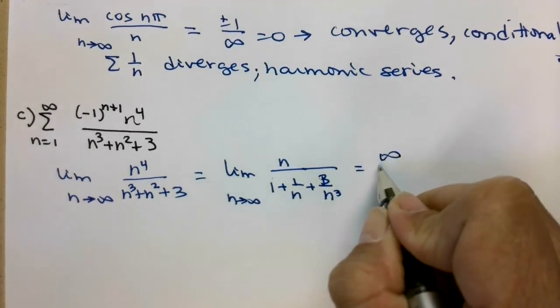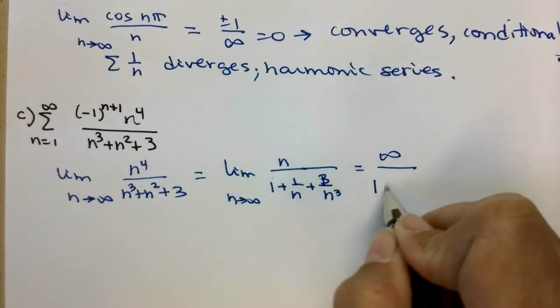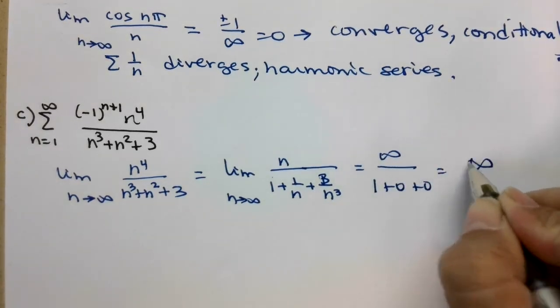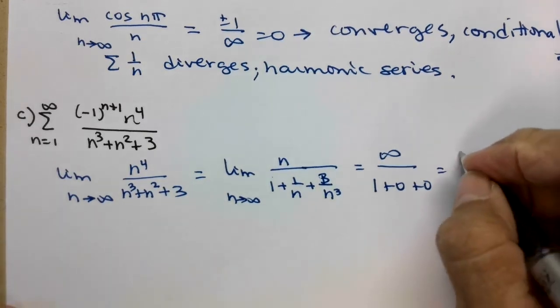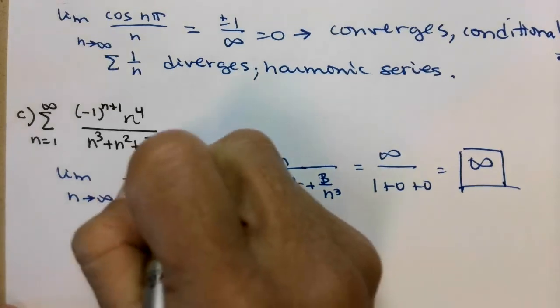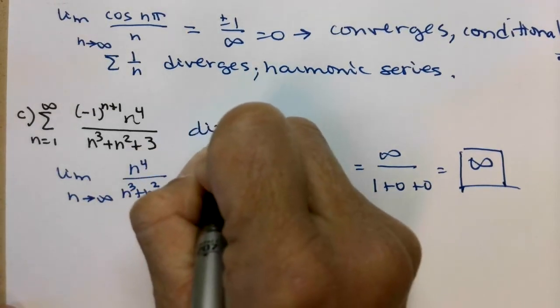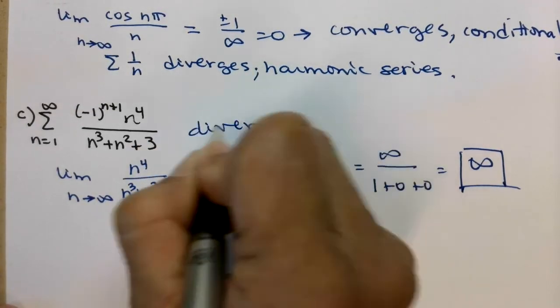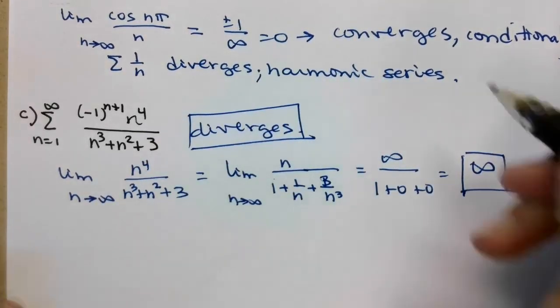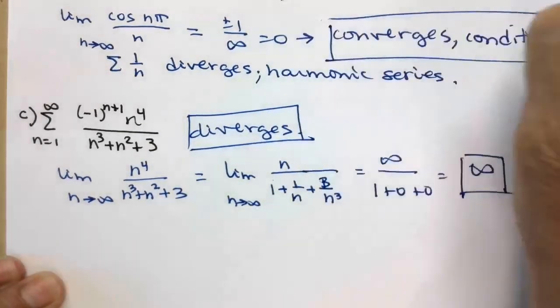So then I'm going to get infinity on the top. I'm going to get a 1. I'm going to get a plus a 0 and plus a 0. So I'm going to get infinity over 1. So I'll get infinity. That is not 0. My terms are not getting smaller. So then this actually diverges from the divergence test or the nth term test, whatever word you're going to use for that.